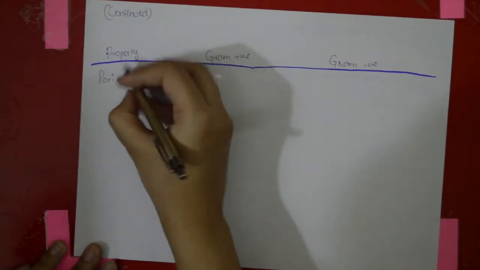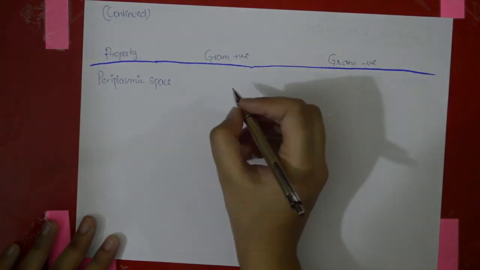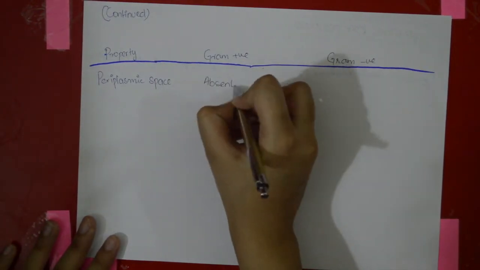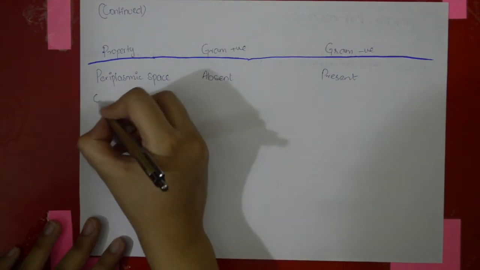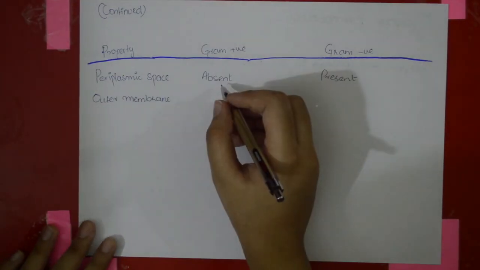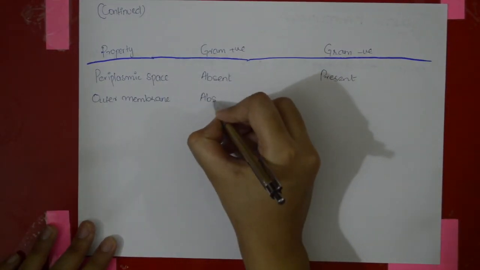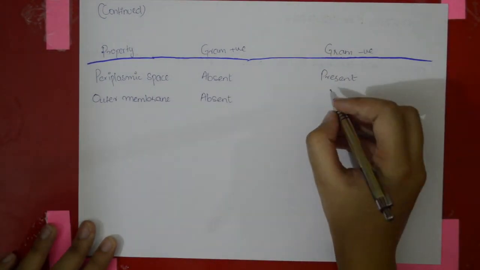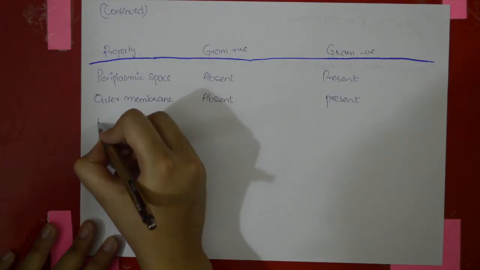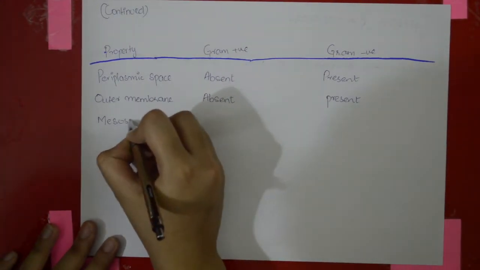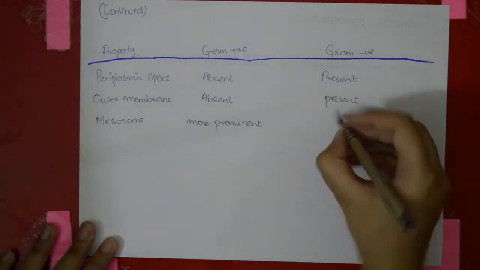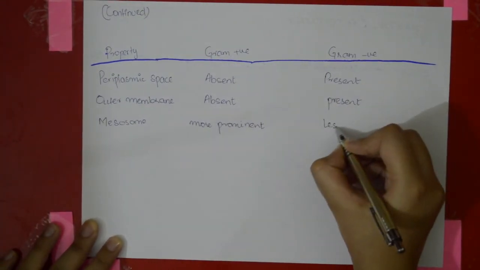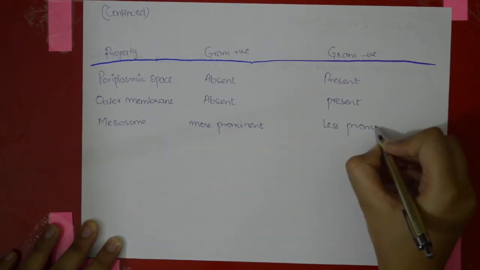So the next property is the periplasmic space. The periplasmic space is obviously absent in gram positive, but it is present in gram negative. The next is the outer membrane. The outer membrane is obviously absent in gram positive and it's present in gram negative. Then you can also mention mesosomes. More prominent in gram positive, less prominent in gram negative.